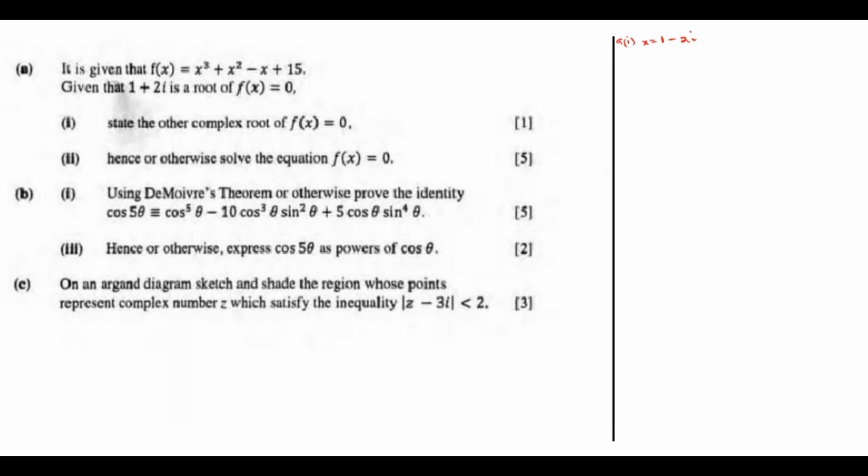Then we go to the second part. It's saying hence or otherwise solve the equation. So we are going to use the hence. If they say hence, it means we are going to relate with what we are given above. So basing on what we are given above, we have the roots x is equal to 1 minus 2i and x is equal to 1 plus 2i as the roots of our equation. So using these roots, we can get the factors of f(x).